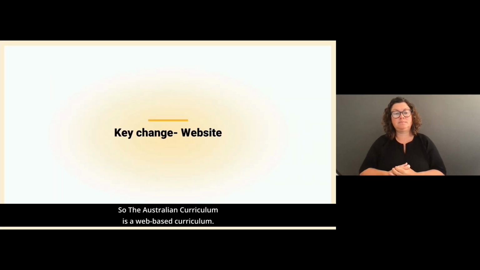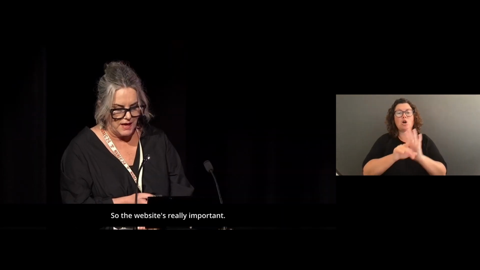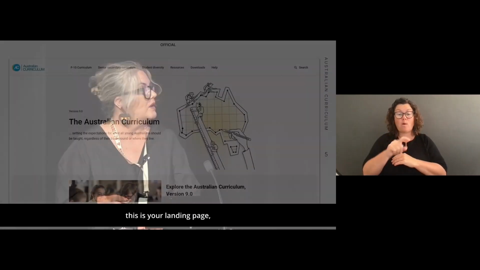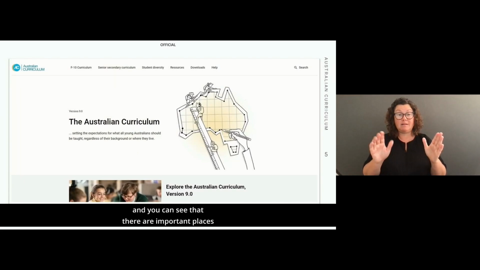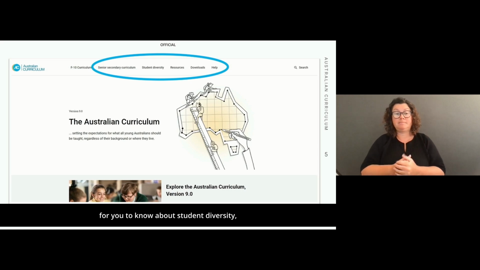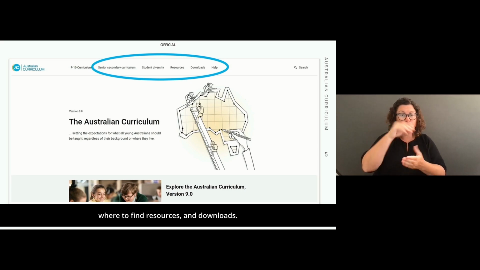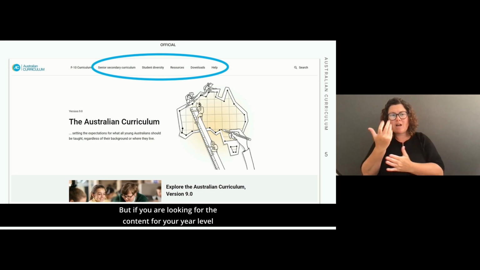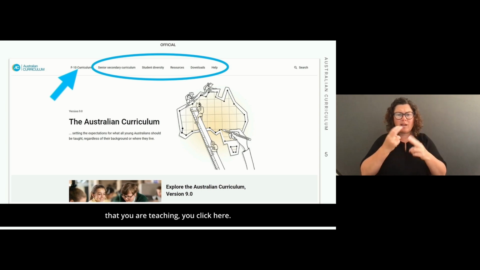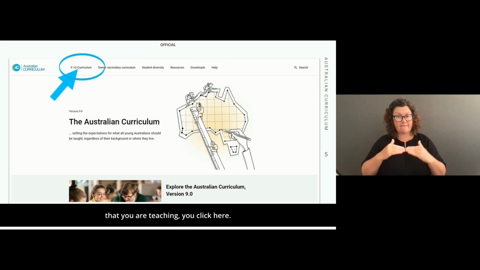So the Australian curriculum is a web-based curriculum. So the website's really important. And for version 9, when you open version 9 of the Australian curriculum, this is your landing page. And you can see that there are important places for you to know about: student diversity, where to find resources, and downloads. But if you're looking for the content for your year level that you're teaching, you click here.